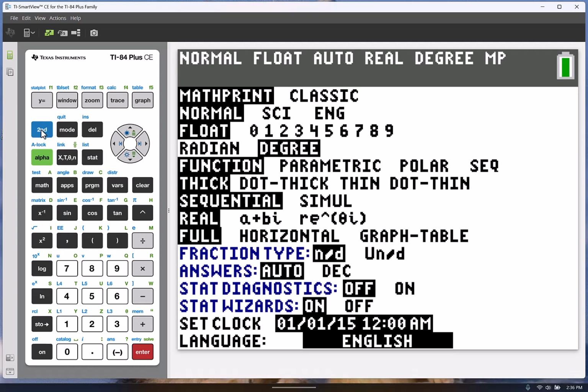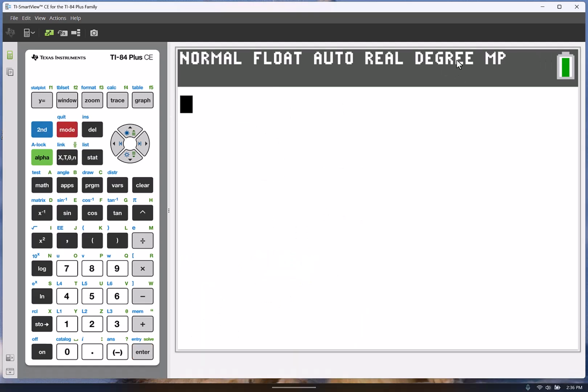And then there it is. I'm going to go second quit to get out of there. And now in the upper right hand corner, if you have a colored one, it should say degree. If you have the black and white ones, you won't get this top marker.